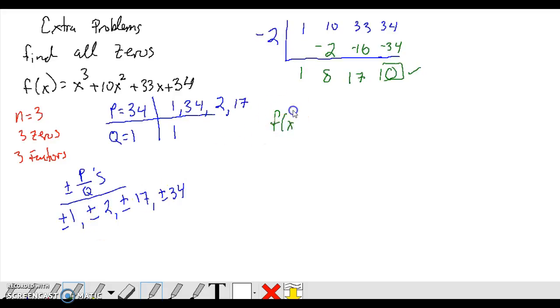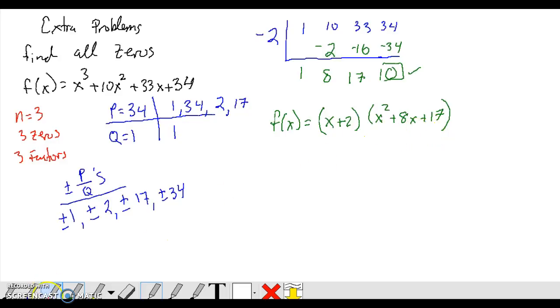I know that f of x is going to have x plus 2 as a factor. So that's a zero, but this is a factor. And then remember, the quotient's degree is always 1 less than the highest degree. So this becomes x squared plus 8x plus 17. The next thing we want to do is try to factor the trinomial. Again, if you wanted to, we could try more p's and q's. Unfortunately, this isn't factorable, so nothing is actually going to work out.